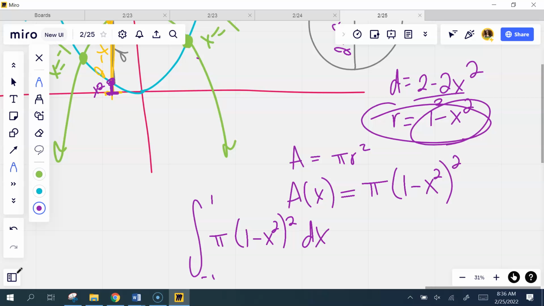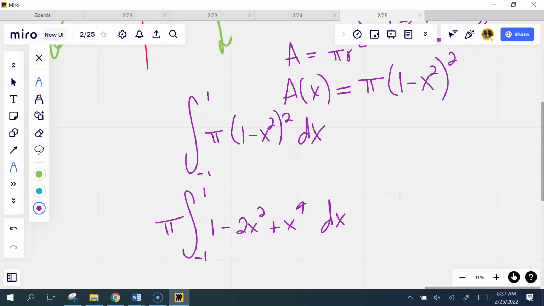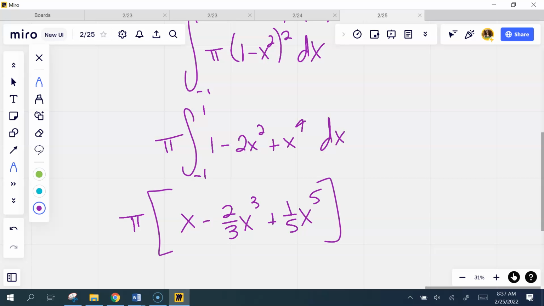If this was a calculator problem, I would plug it in now. It's not a calculator problem. So what I'm going to do is, from -1 to 1, pull the pi out. I'm going to FOIL this out. So I have 1 minus 2x squared plus x to the 4th, so that my antiderivative is easy to find. So do it. Okay. I've got x minus 2/3 x cubed plus 1/5 x to the 5th from -1 to 1.